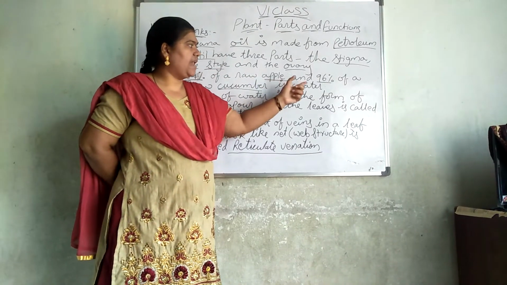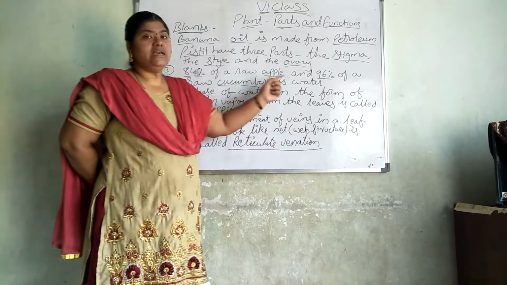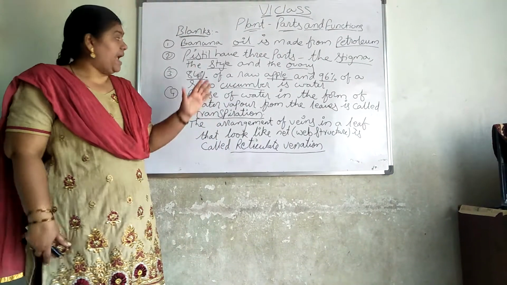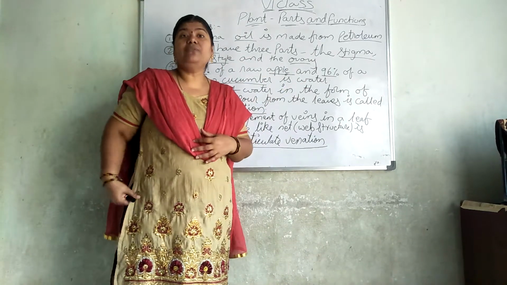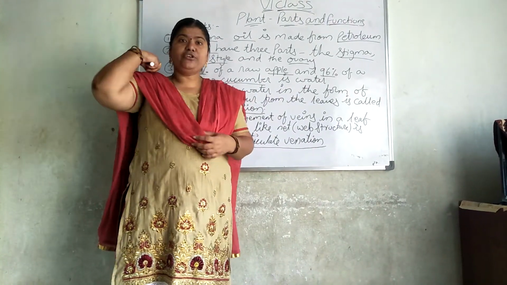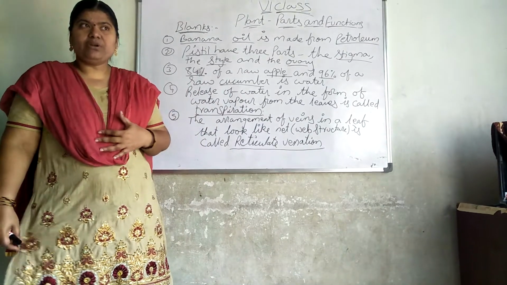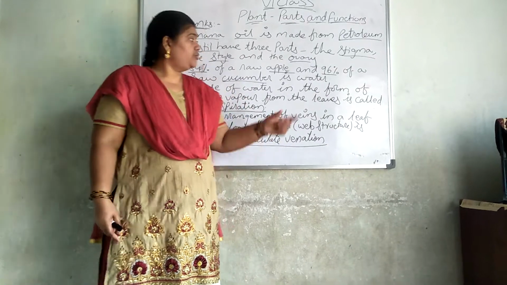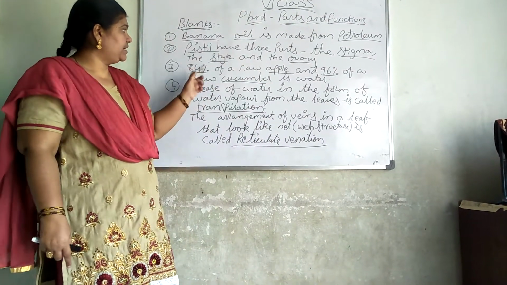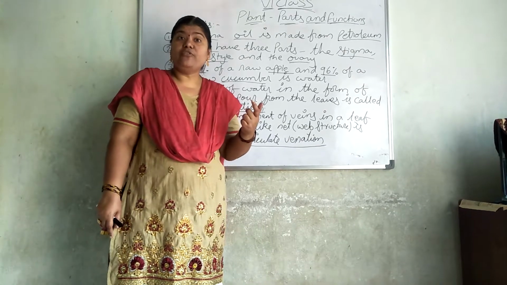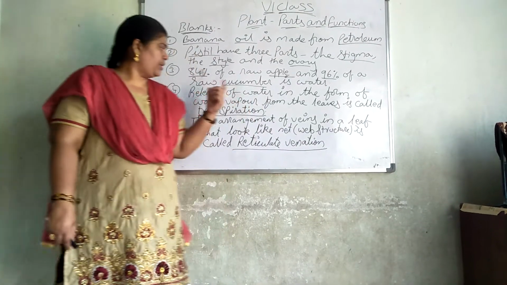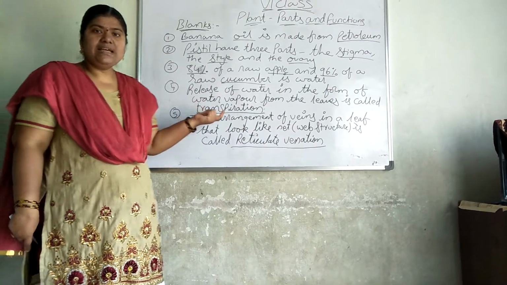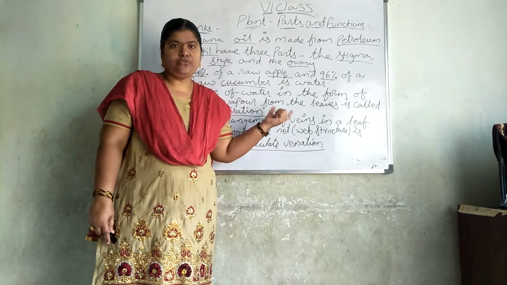Next one, 84% of raw apple and 96% of raw cucumber is water. Means these two fruits contain 84% and 96% of water. As I said, water is essential to our body. Besides simply drinking water, we can take water through fruits and vegetables also. The cucumber contains 96% and the apple contains 84%, so taking apple and cucumber is good for health. Next, release of water in the form of water vapor from the leaves is called transpiration. We did an experiment also for this transpiration.